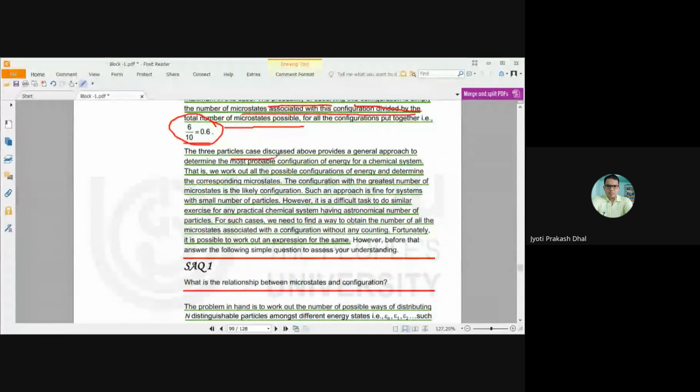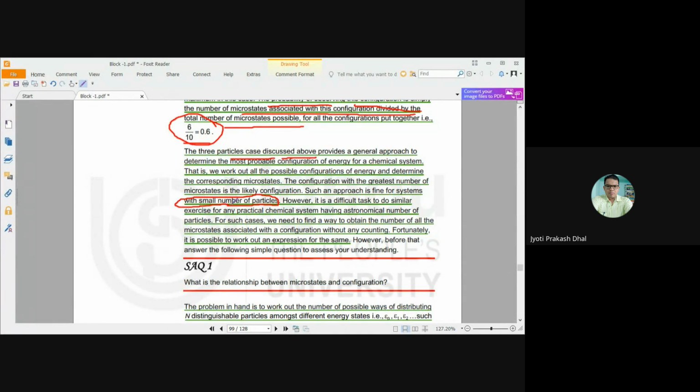The 3 particles discussed above provide a general approach to determine the most probable configuration of the energy of a chemical system. That is, we work out all the possible configurations of energy and determine the corresponding microstates. The configuration with the greatest number of microstates is the likely configuration. So if the W value is larger, then that configuration is the likely one. Such an approach is fine for a system with a small number of particles, where we can easily find manually which configuration is the likely configuration.